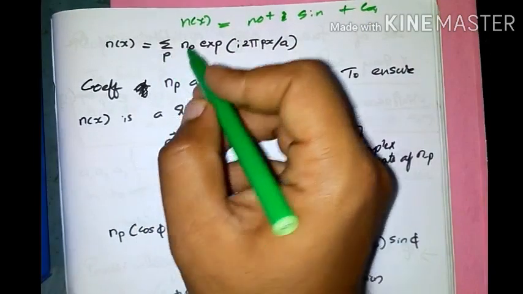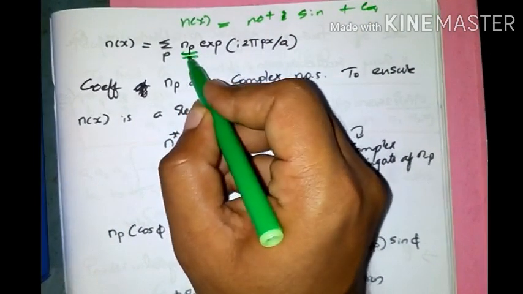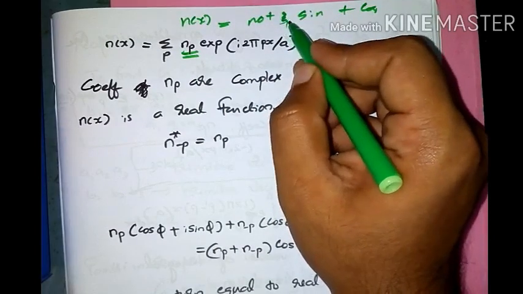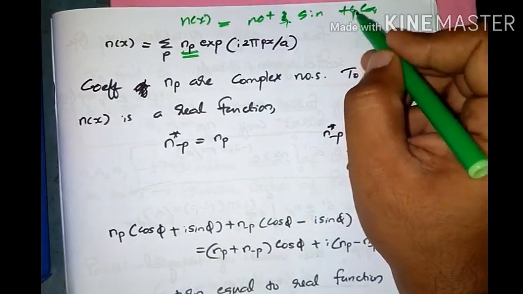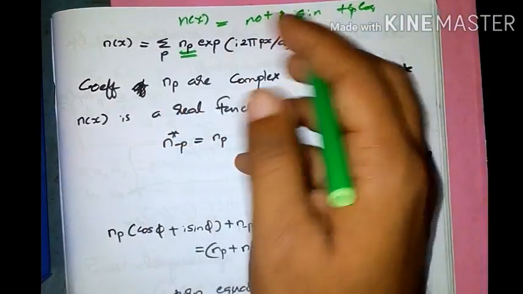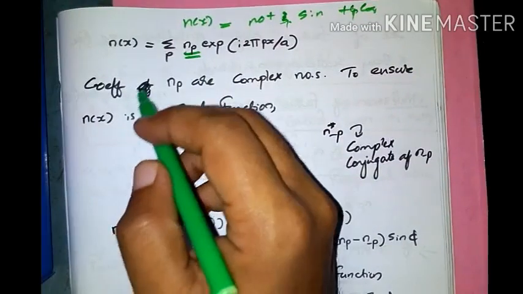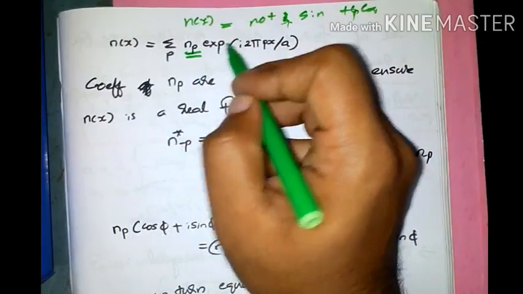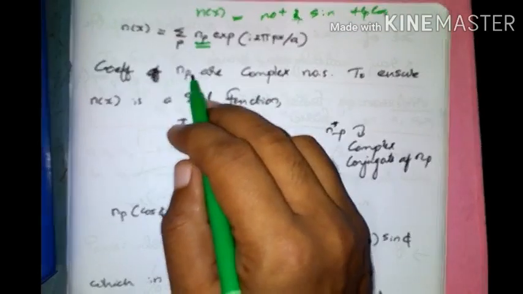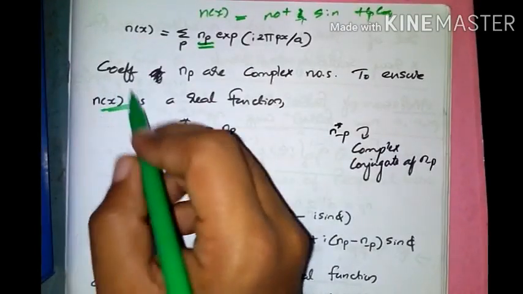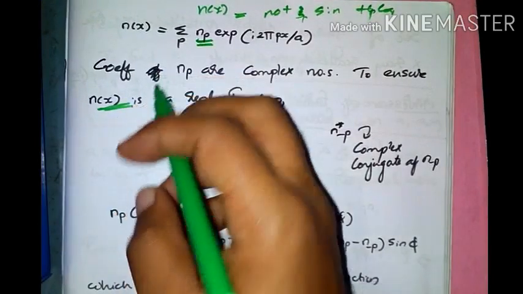Okay, then this coefficient np. We had a coefficient sp here, and a coefficient cp here, and now we have a coefficient np that incorporates these two. As you can see, the coefficient np is a complex number. So we must ensure n of x is a real function. n of x is an electron number density, so it must be a real function.